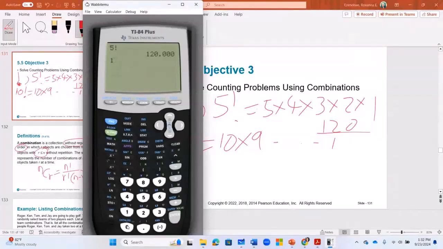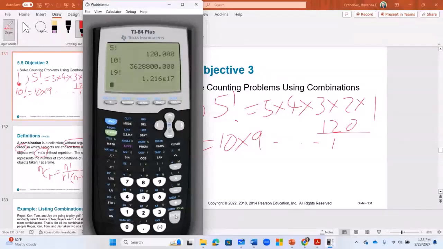But what if I'm told to find 10 factorial? 10, go to math, arrow to PRB. Number 4 is factorial. That's a long number: 3,628,000 and so on. What if I'm told to find 19 factorial? Then it becomes a whole lot of large number. 19, go to math, arrow to PRB, number 4, and hit enter. Now 19 factorial is 1.22 E 17.